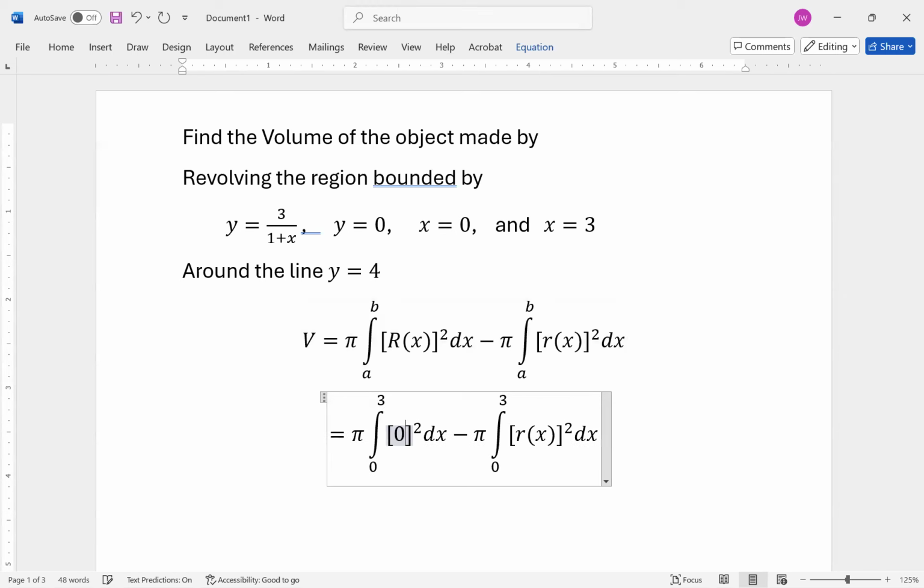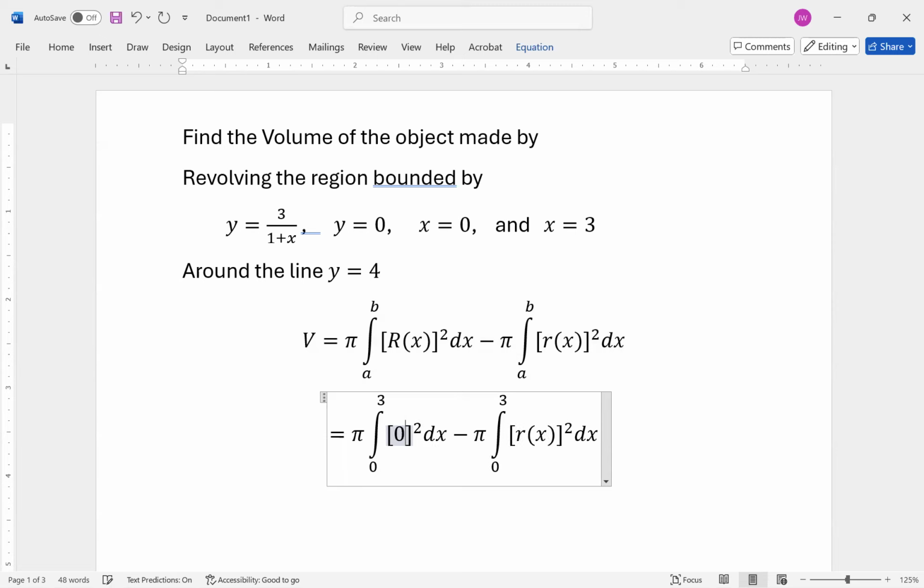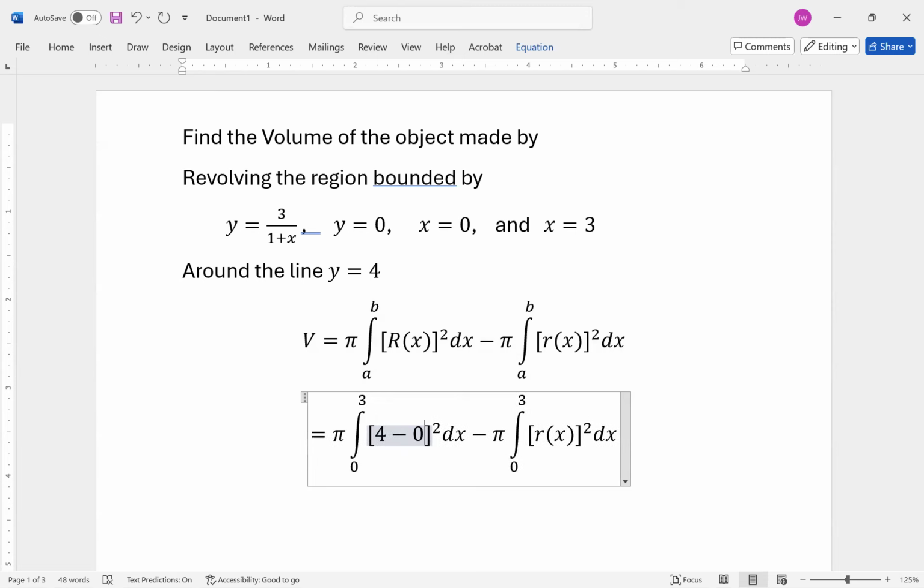If you do 0 minus 4, technically your radius is negative. Squaring is going to fix that, so it's not a big deal. But usually what I do is I make my radius positive whenever I can. So I will write the outside radius as 4, y equals 4, down to y equals 0. So 4 minus 0.